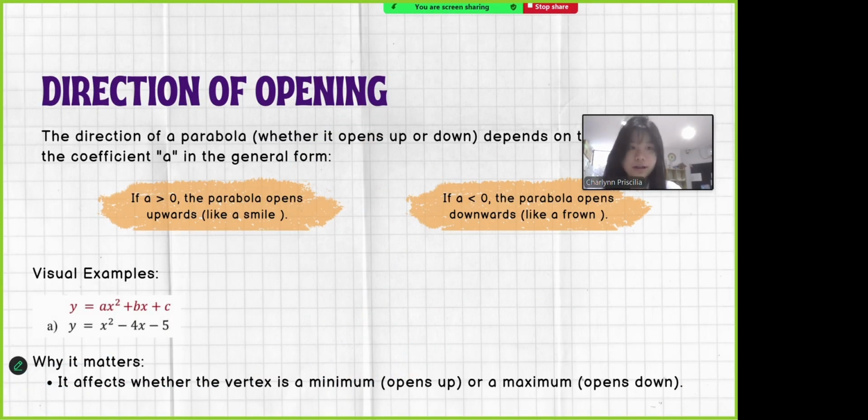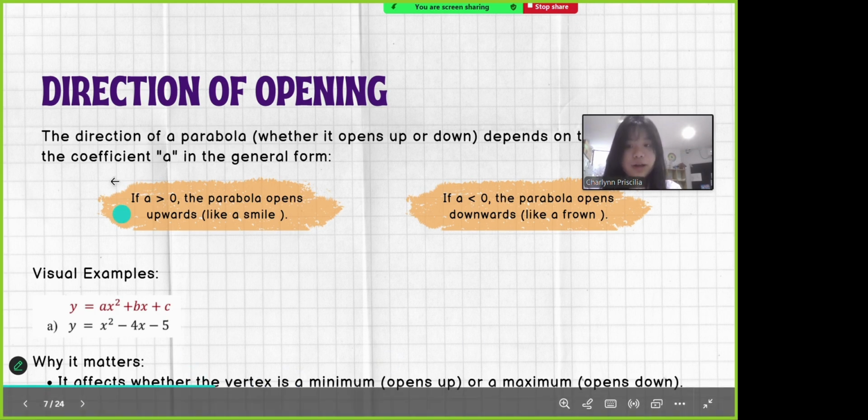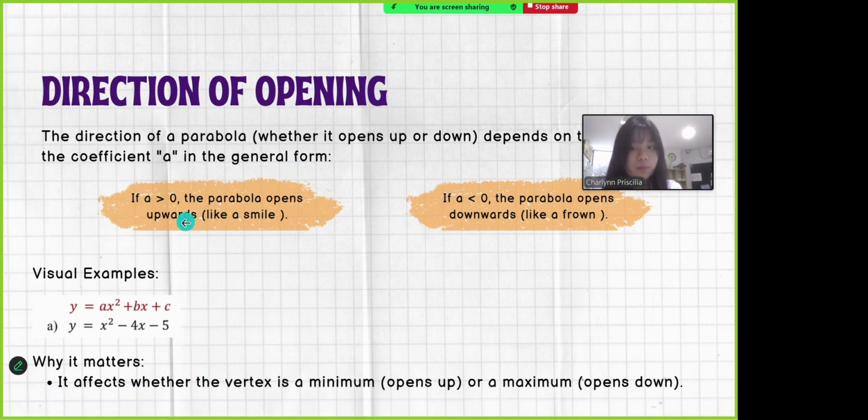Okay, moving on to the direction of opening. The direction of opening is basically the direction of the parabola, so we know whether it opens upwards or downwards. To know the direction of opening, we have to know two important things. First, if a is greater than 0, the parabola will open upwards like a smile. However, if a is smaller than 0, the parabola will open downwards like a frown.